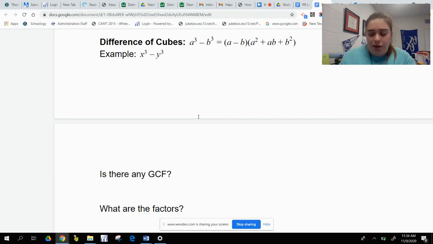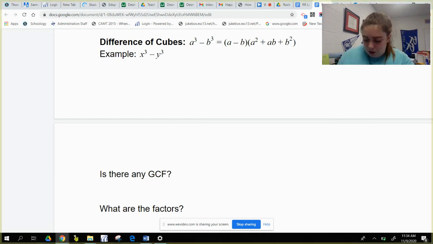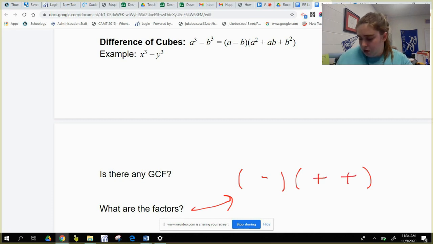So let's go ahead and find our factors for this. I'm going to write it right here on the side for the factors. Okay, so we're going to follow that model. First we're going to have a binomial and then a trinomial. In that binomial, it'll be the difference, and then in this one we'll have two plus signs to follow.